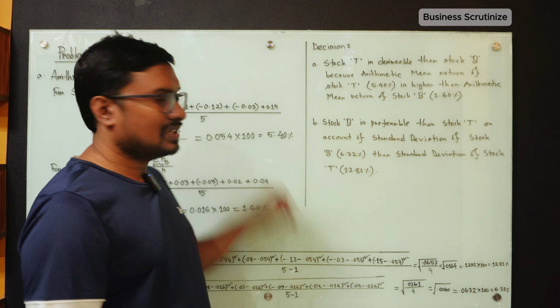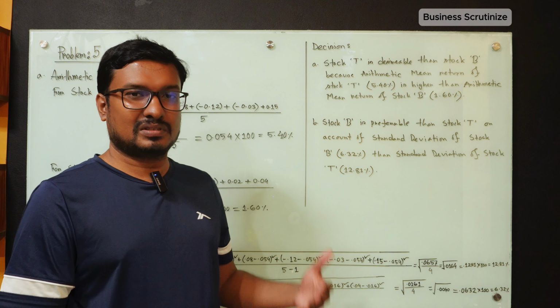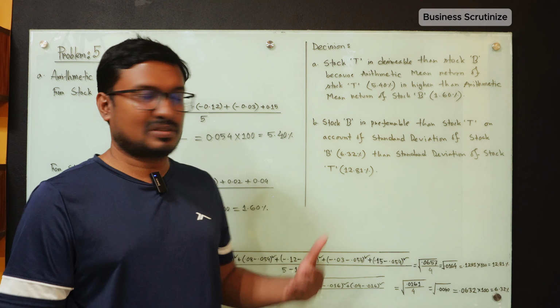So stock T is acceptable or desirable stock for an investor because it provides higher return than stock B. So we can say that stock T is more desirable than stock B because the arithmetic mean return annually of stock T, 5.4%, is higher than the arithmetic mean annually of stock B, 1.6%. So this is how we can write a few words to conclude the first requirement.